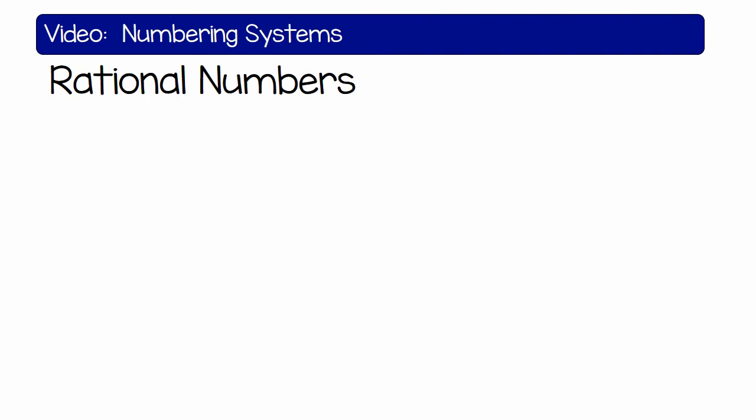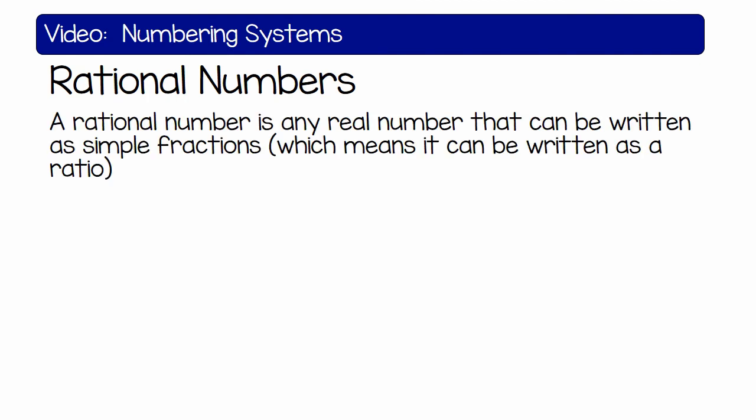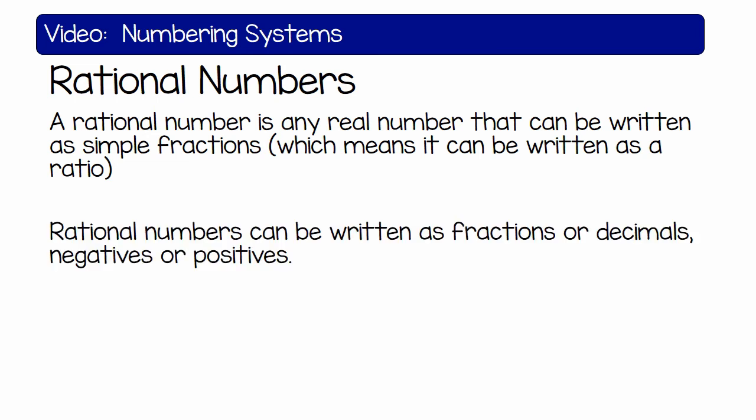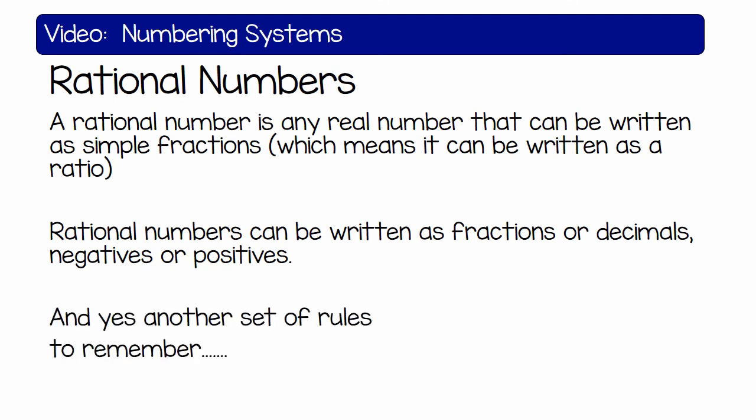Next came rational numbers. The rational number is any real number that can be written as a simple fraction, which means, of course, it can be written as a ratio, and we are now all experts on fractions. Rational numbers can be written as fractions, decimals, negatives, and positives. And yes, another set of rules to remember.